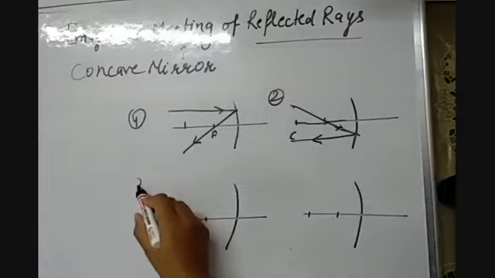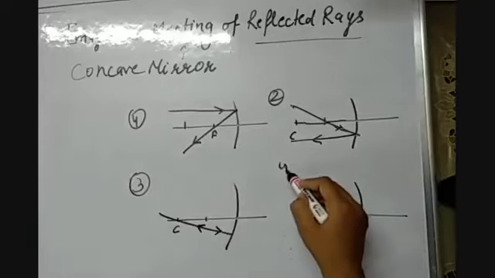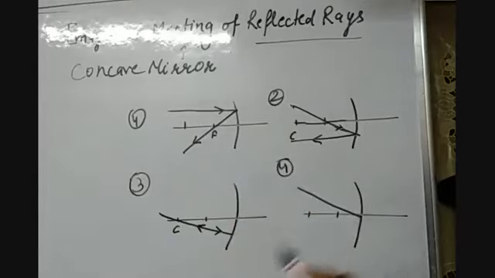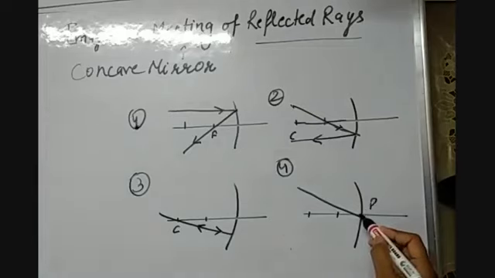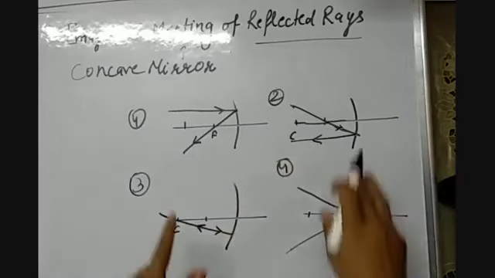The third rule says that when incident light is coming in such a way that it passes through the center of curvature, then after reflection it will retrace its path and will pass through the center of curvature. Now the fourth rule of image formation says that when a light ray falls on the pole of the concave mirror, then it gets reflected with the same angle. So these are the four rules that we have to take care of, or we have to choose any two.